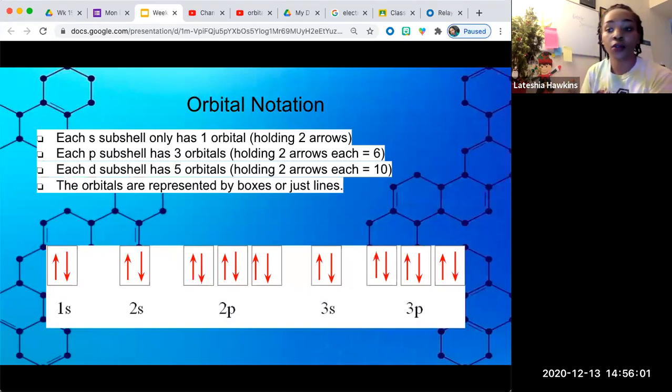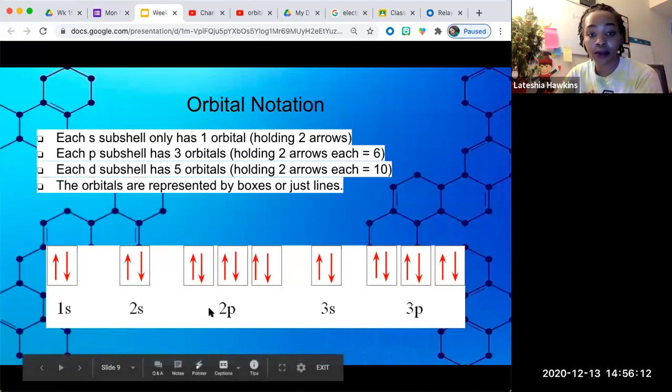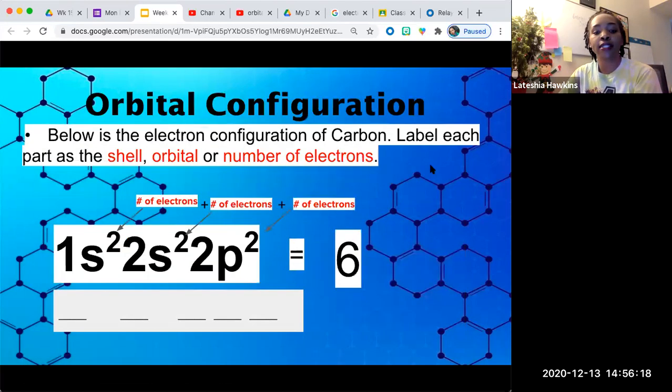So orbital notation is the same, like I said, as configuration. Your s orbital can still only hold 2 electrons. Your p orbital can still hold up to 6. Your d still is 10, and your f orbital is still up to 14.